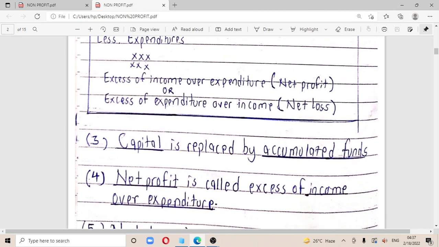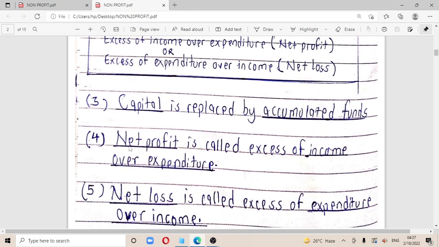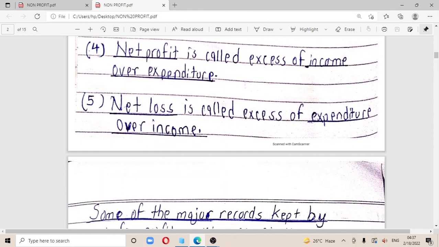So when it comes to the capital, you don't call it capital, you call it accumulated funds. And I had already looked at the net profit when you are dealing with the non-for-profit making. We don't call it net profit, we call it the excess of income over expenditure. And when it comes to net loss, we call it the excess of expenditure over income.